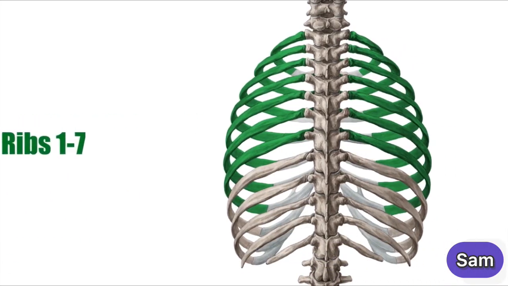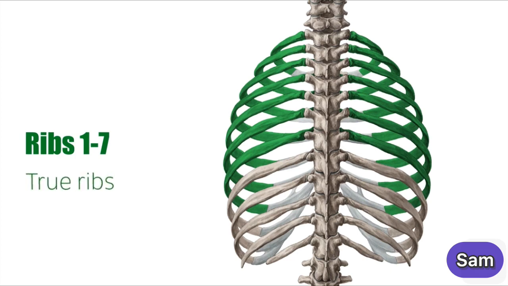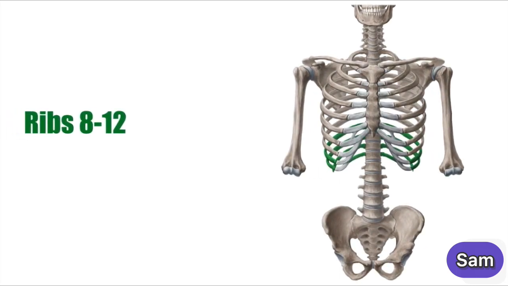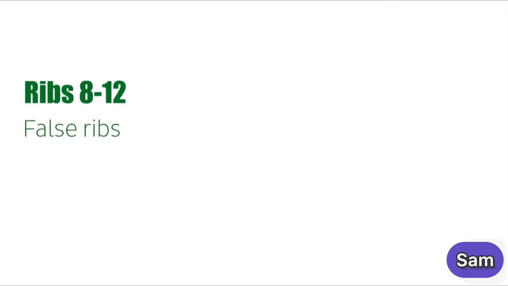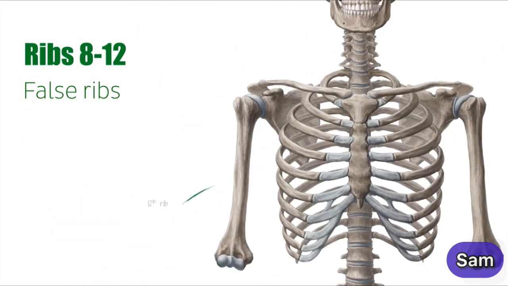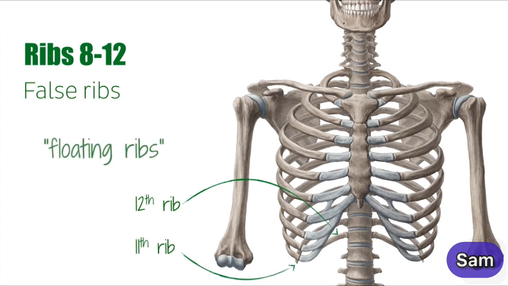Ribs 1 to 7 are connected to the sternum by their costal cartilages and are called the true ribs. Ribs 8 to 12 are called the false ribs. The costal cartilages of each of the false ribs are connected to the costal cartilage superior. Ribs 11 and 12 are not connected. Hence, they are called the floating ribs.